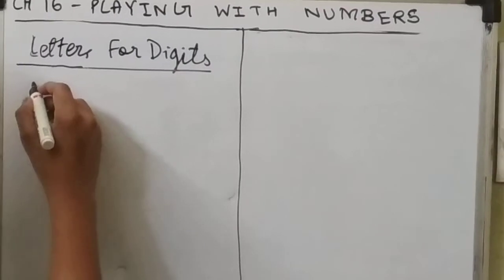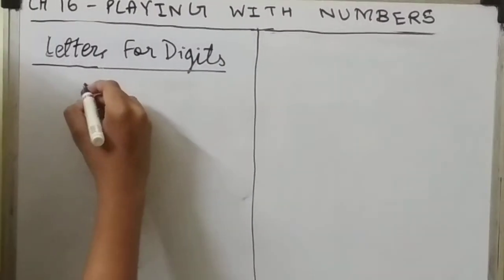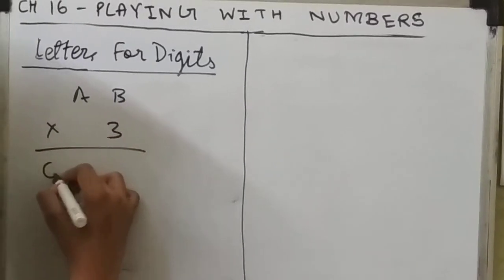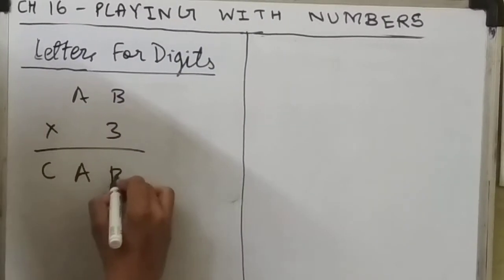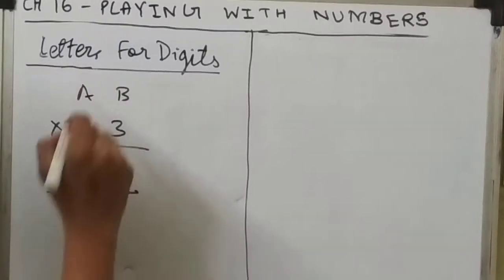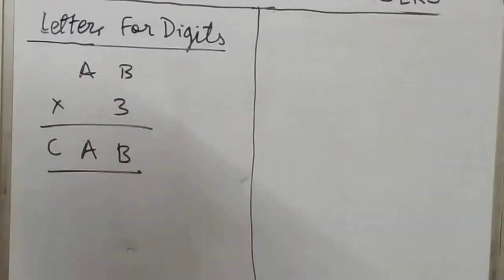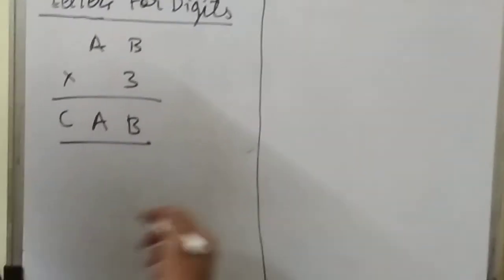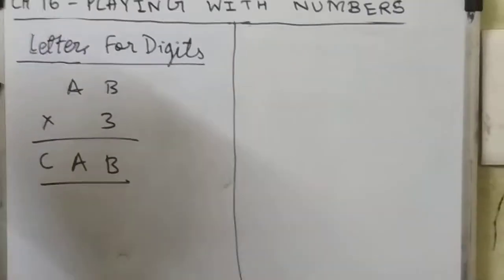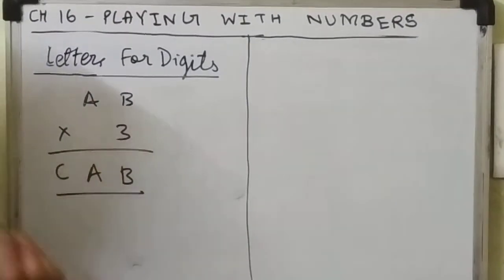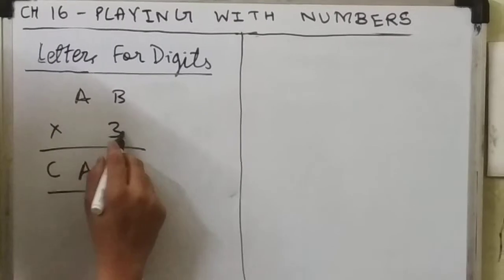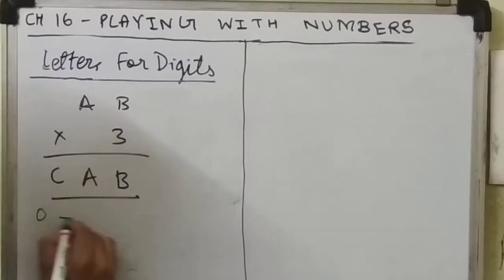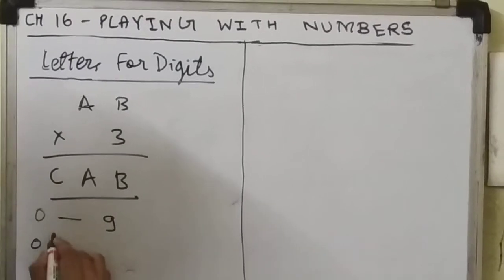Now here I am considering an example from the NCERT book, which is AB multiplied by 3 gives you CAB. Now how to solve? This is multiplication. The rules are the same, only you have to change the perspective. That means you have to change the way of solving. Now here B into 3 is B. Think of such a number which multiplied by 3 gives the same value. Our answer ranges from 0 to 9. We'll be considering each possibility.